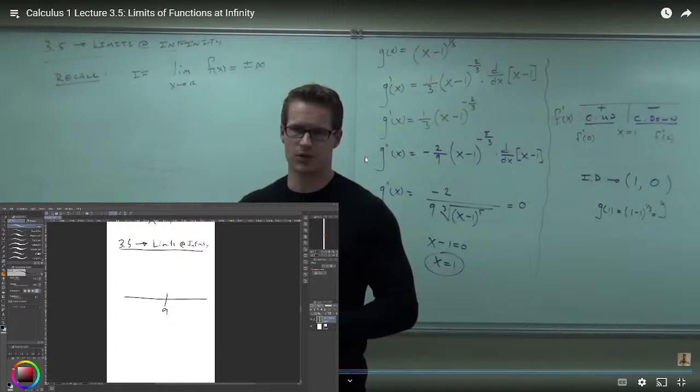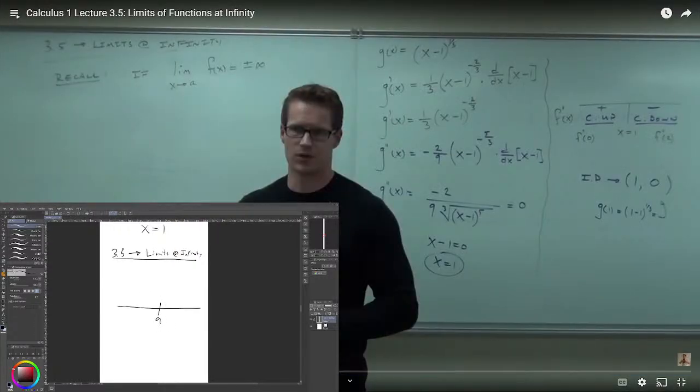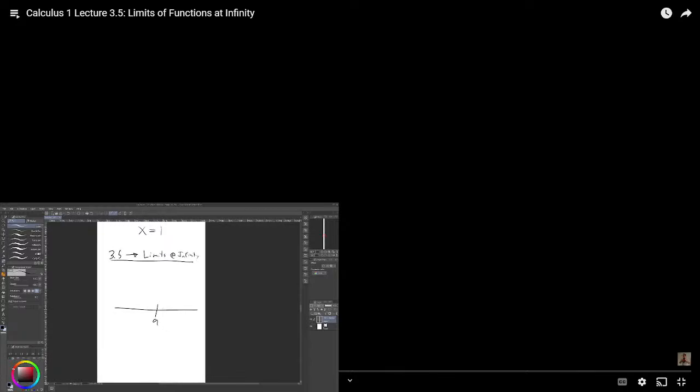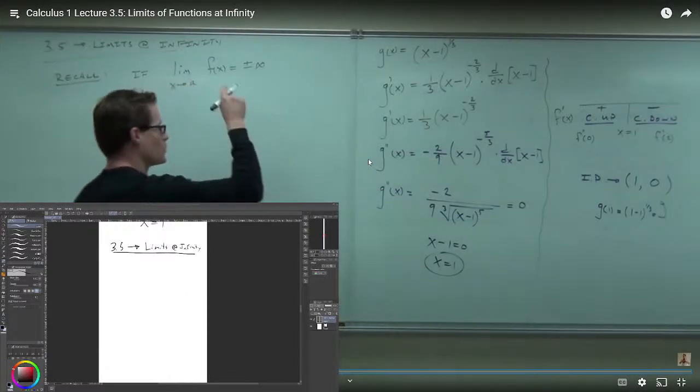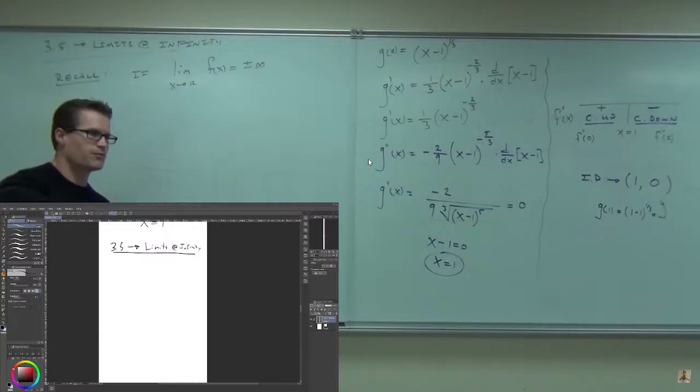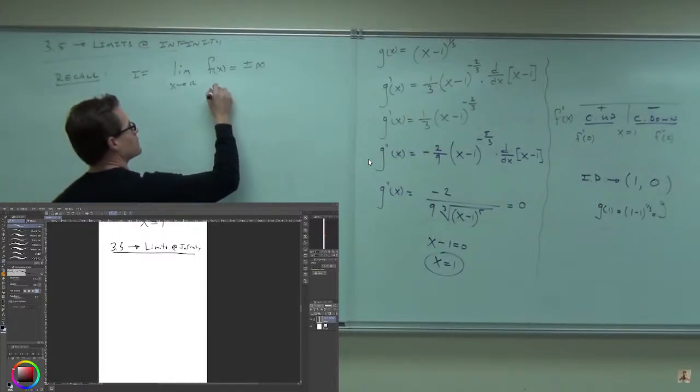So you've got a number line, A. It's approaching plus or minus infinity, so it could be like this or like this. A removable discontinuity is called a hole. This right here will give you an asymptote at the value A.